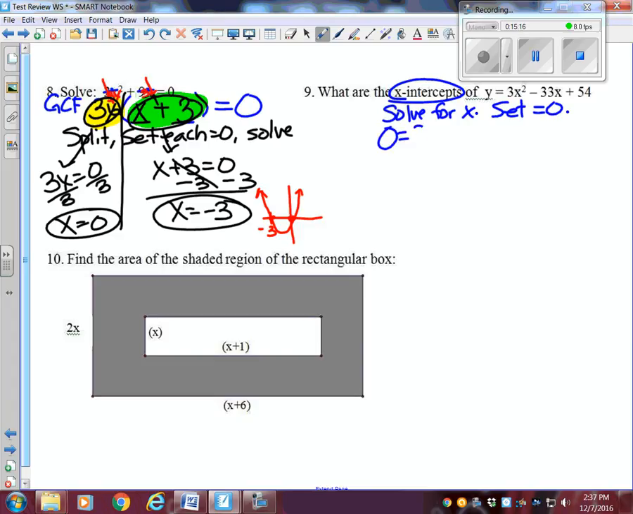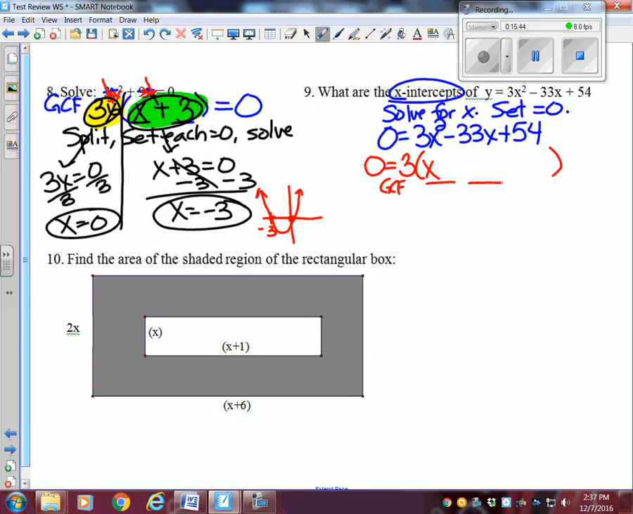So 0 equals 3x squared minus 33x plus 54. These numbers all look big, and I happen to notice a factor of 3. If I double check with my calculator, 3 goes into 33, and 3 also goes into 54. So I'm going to factor out a 3. It still says equals 0. GCF factoring first, so my GCF is just a 3. They do not all have x, so I cannot factor out x.